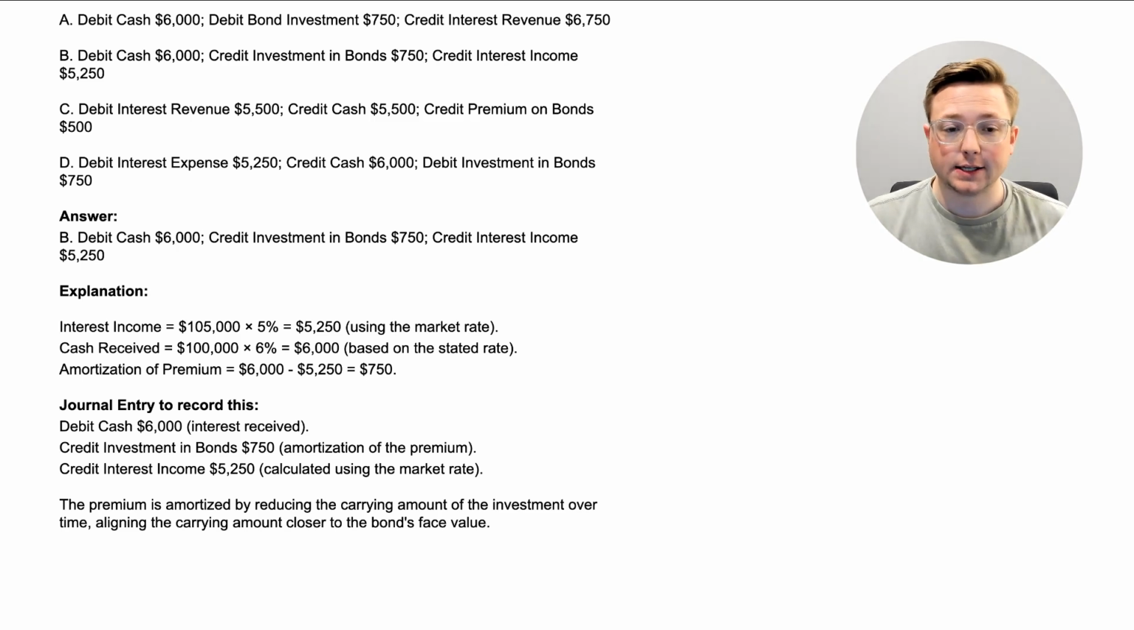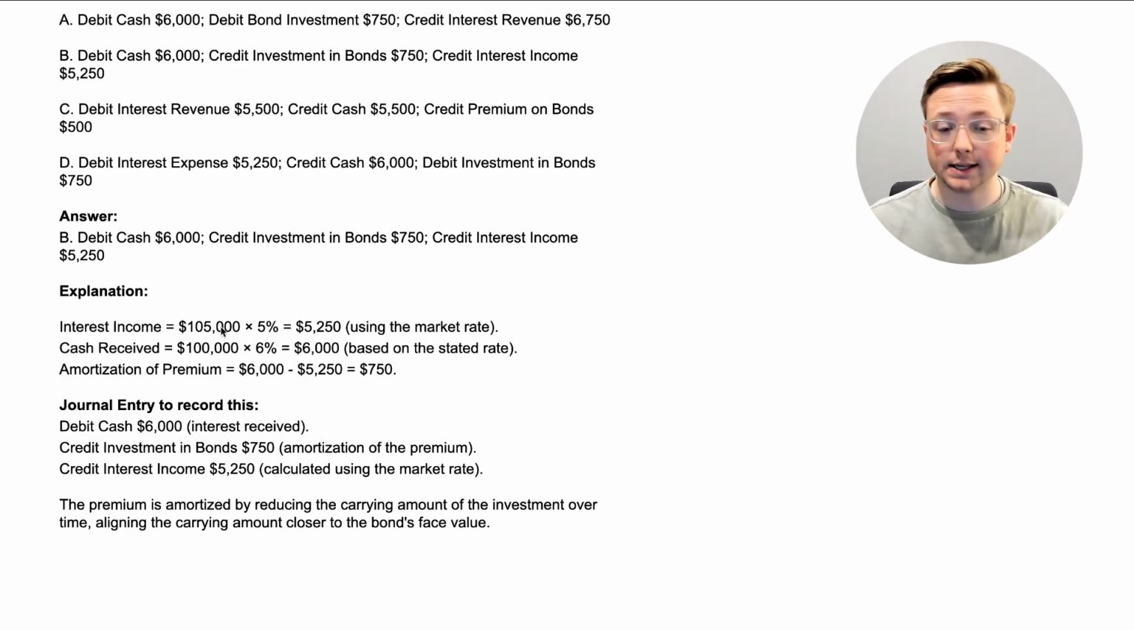All right, here we are. The answer is B. You would debit cash for $6,000. You would credit investment in bonds for $750, and you would credit interest income for $5,250. So let's walk through this. It's not too complicated once you see what's actually happening. The reason we've been calculating interest income and interest payments is because this is how they are going to affect the journal entries.